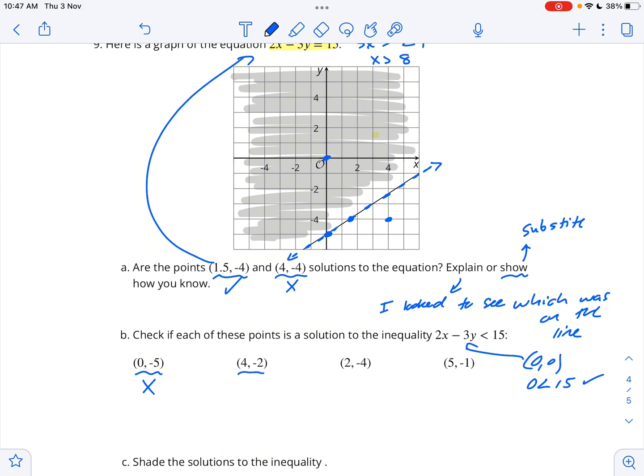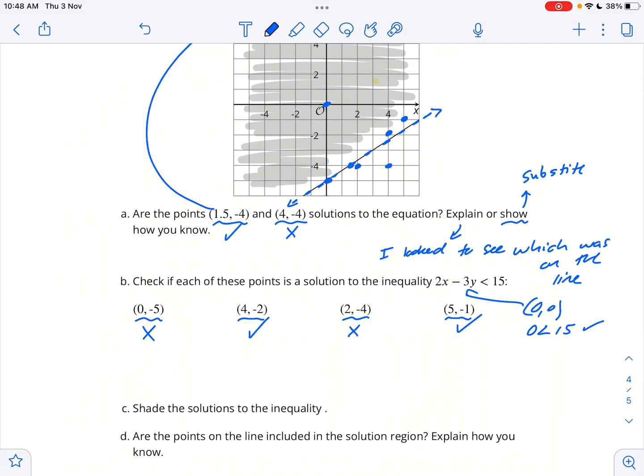(4, -2). I go over 4, down 2. That is in the shaded region, so that is a solution. (2, -4) is outside of the shaded region. It's on the other side of that line, so (2, -4) is not. (5, -1) would be right up there. That is in the shaded region, so that it is. So we've got 2 out of those 4 that are solutions.